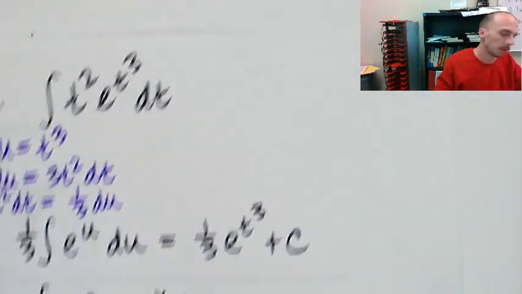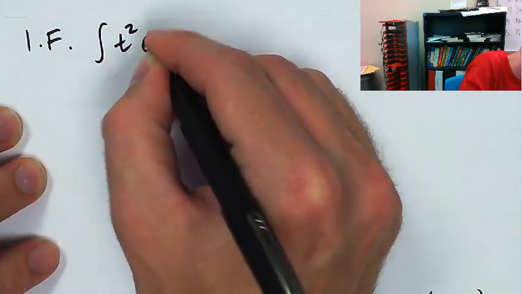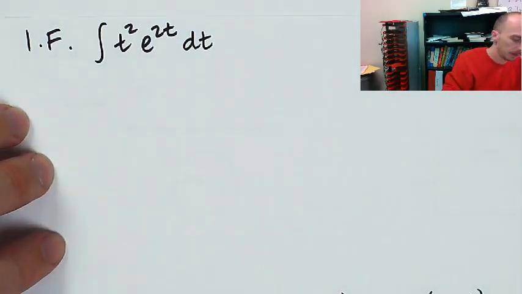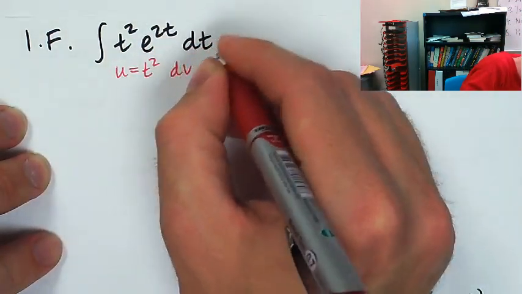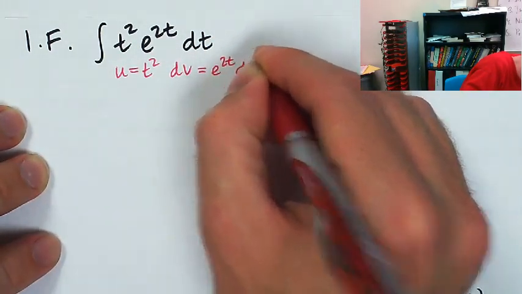What's question F? T squared e to the 2t. That's going to be another 2-iteration one. And I'm sure there's enough room, but maybe there's just enough. All right, so 1F. I'm going to let u equal t squared and dv equal e to the 2t dt.